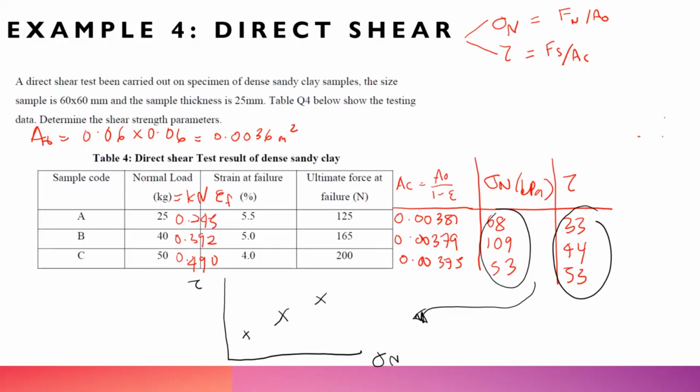It means that it is not necessary to connect each point, but if you can connect each point, then it's okay. But if you are unable to connect each point, the failure line would be a best fit line. So let's say this is your best fit line, so this is your C value, and the slope here is the friction angle at failure. So that's it for the example with regards to direct shear test.